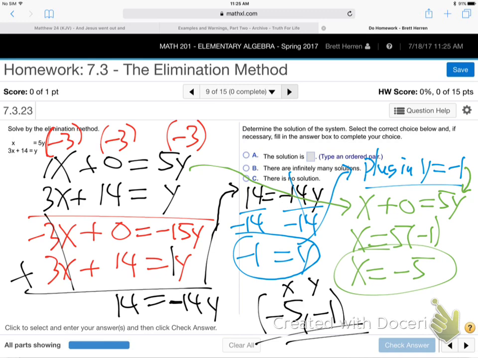So what did we do? We just made the x's opposites instead of the y's. Works the same. Doesn't matter. You just got to get one of the letters to eliminate. You can solve for the other one. No questions? All right, I'll move onward and upward.